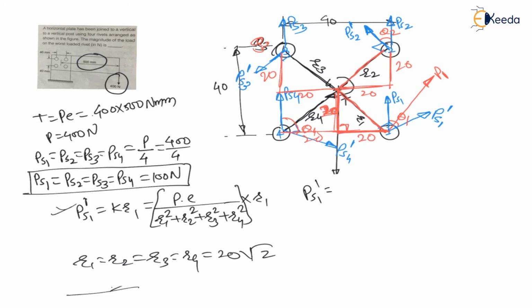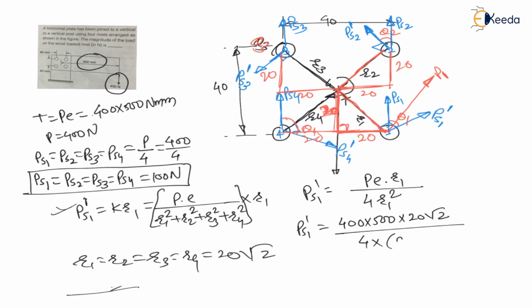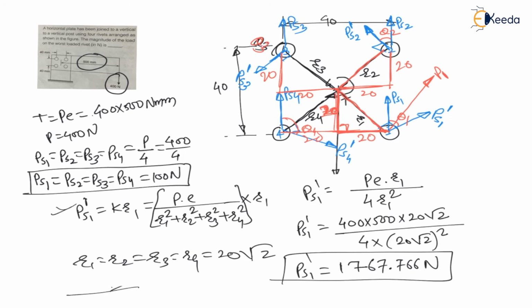PS1 dash is equal to P into E into R1 divided by 4 times R1 square. Therefore PS1 dash is equal to P is 400 into E is 500 into R1 is 20 root 2 divided by 4 into 20 root 2 whole square. Now solve for PS1 dash, and if I solve this, I will get the answer as 1767.766. You find this value in Newton, this will be PS1 dash.